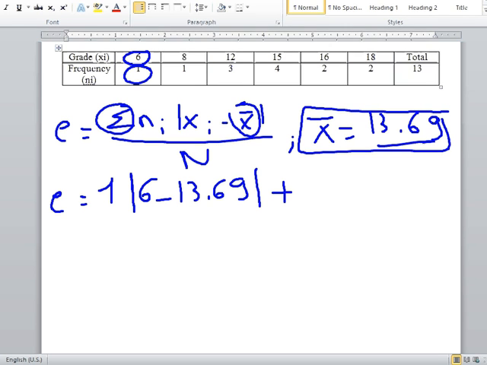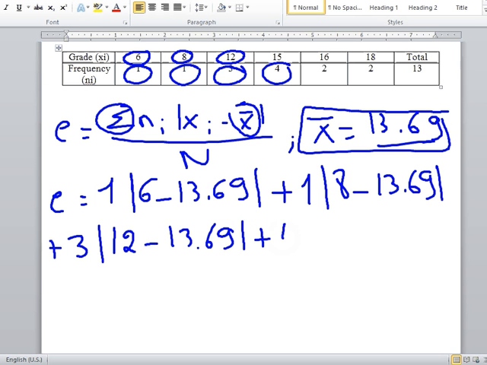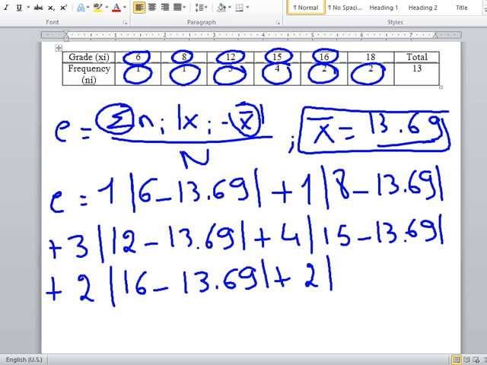Same thing here, plus ni, so n here is 1 times the absolute value of xi, its xi is 8 minus the x bar, which is 13.69, plus ni of this is 3 times the absolute value of xi, so its corresponding xi is 12 minus x bar, 13.69, plus 4 times absolute value of 15 minus 13.69, plus 2 times the absolute value of 16 minus x bar, which is 13.69, plus ni here is 2 times xi is 18 minus 13.69.